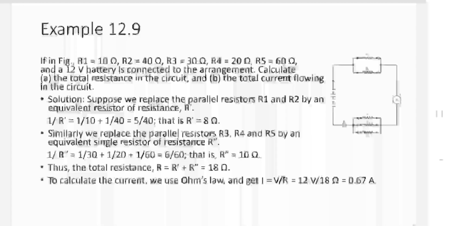Now, let us focus on another example. If in figure R1 is 10 ohm, R2 is 40 ohm, R3 is 30 ohm, R4 is 20 ohm and R5 is 60 ohm. And the battery voltage of 12 volt is connected as shown in figure. Now we need to calculate the total resistance in the circuit and total current flowing through it.